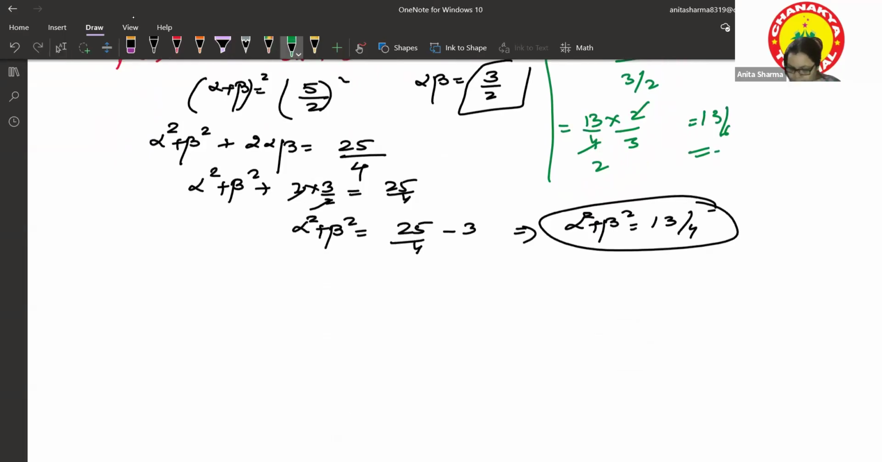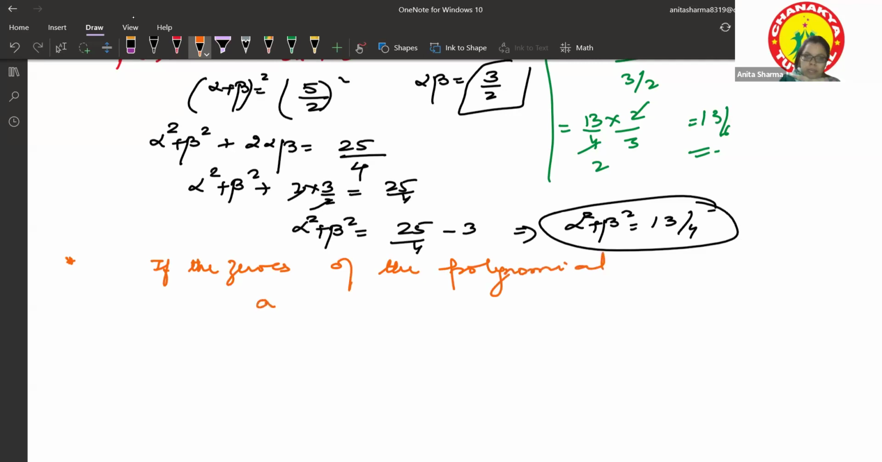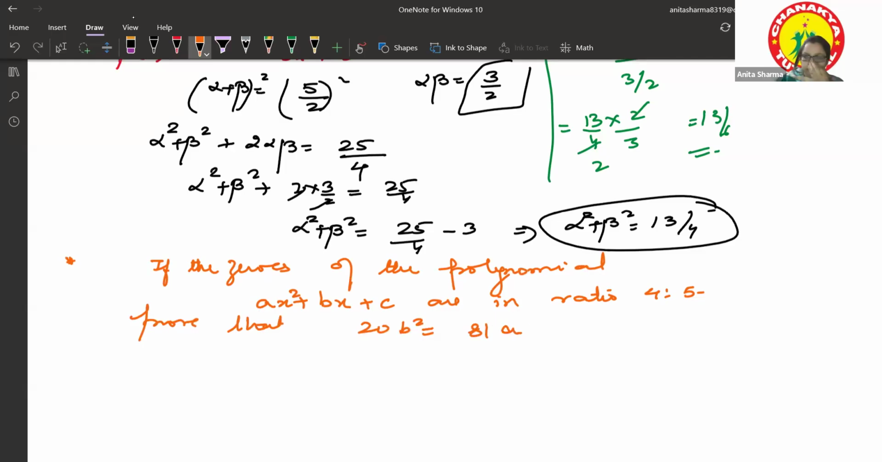Now see the next question. If the zeros of the polynomial ax square plus bx plus c are in the ratio 4:5, then prove that 20b square is equal to 81 ac.